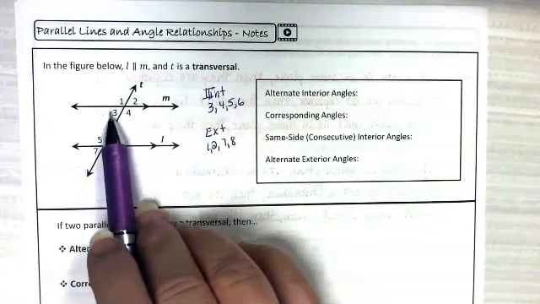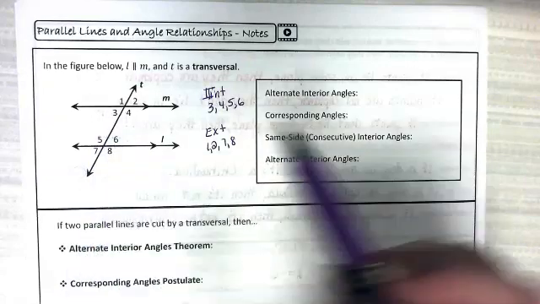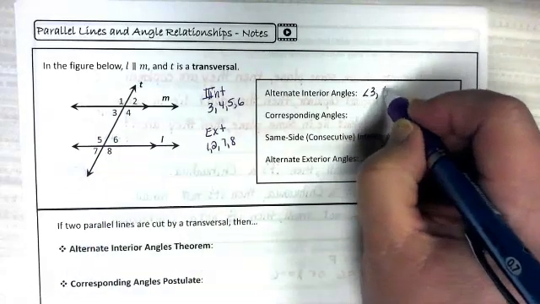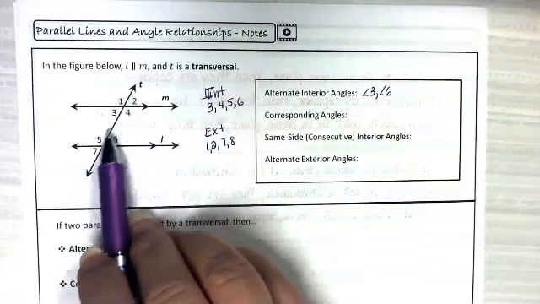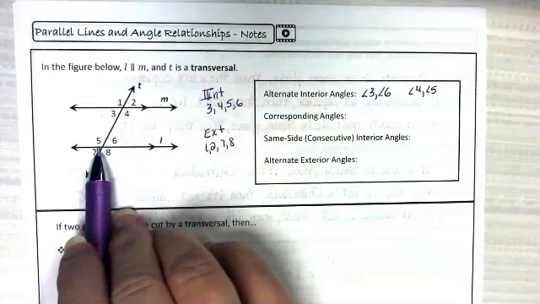So we have our interior angles. Alternate interior would be angle 3 and angle 6. Those are alternate interior, angle 4 and angle 5. So notice one's on the right side, one's on the left side.